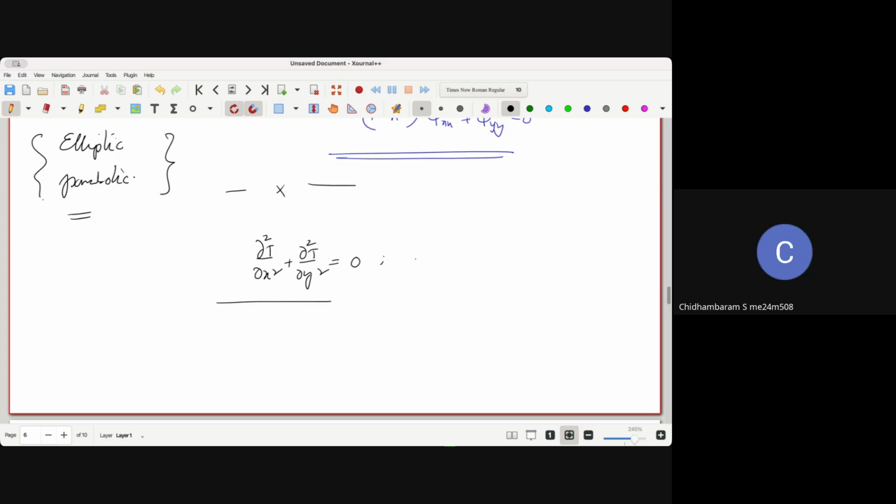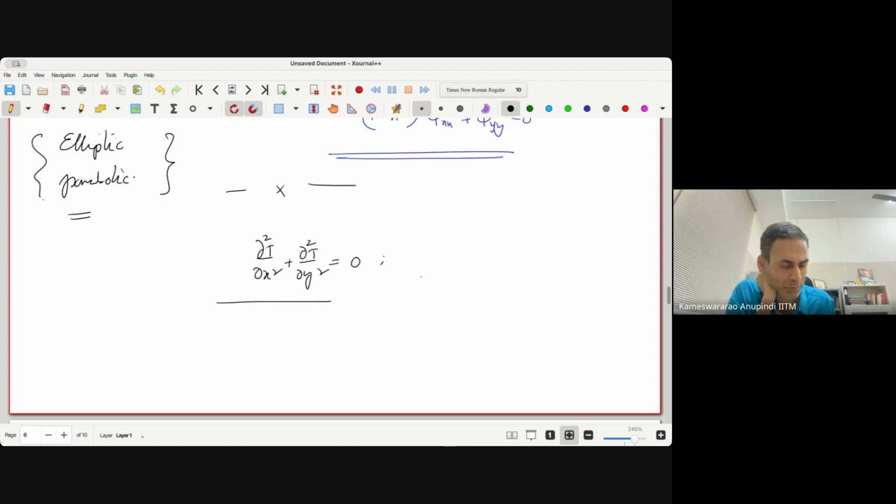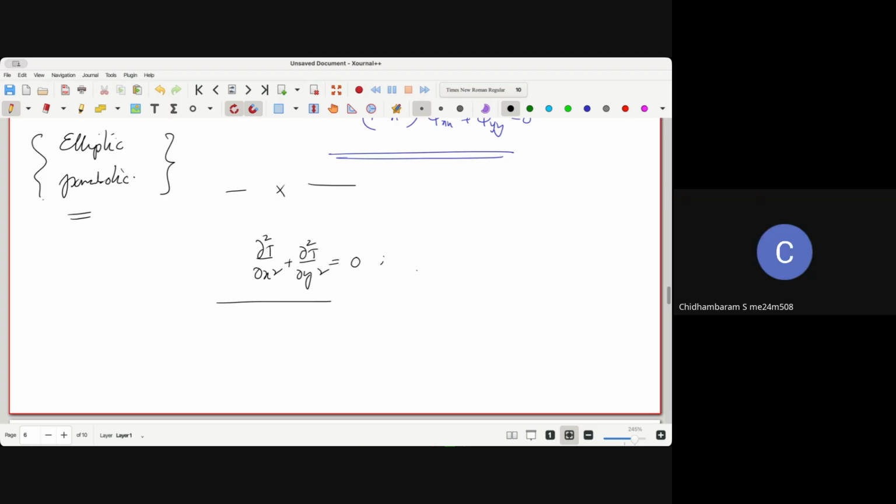I understand that once we know the equation, we'll be able to know the initial and boundary conditions. But I'm saying, when we see the environment, after seeing that, through our experience or some other way, will we be able to come up with the terms involved, and approximately how many initial conditions and boundary conditions will be required?